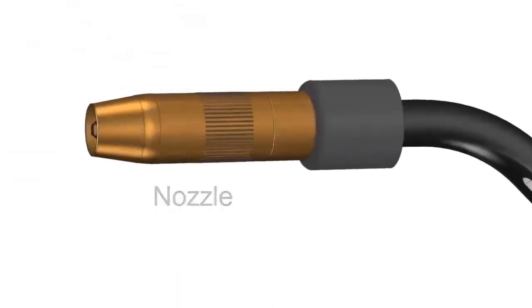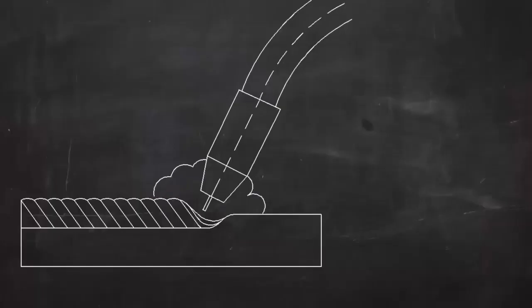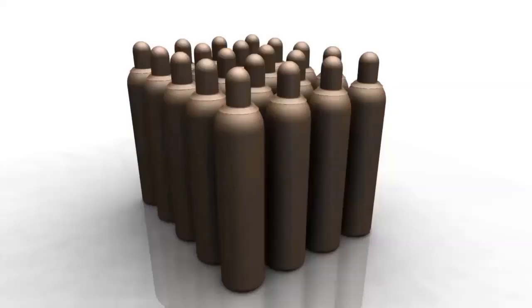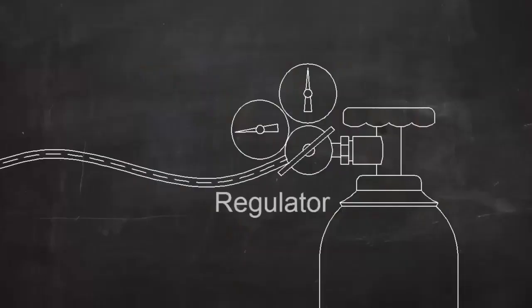This shielding gas, which is often a mix of argon and CO2, protects the molten metal from reacting with oxygen, water vapor, and other things in the atmosphere. The shielding gas is stored in high-pressure cylinders like these. The pressure is reduced to a usable level by a device called a regulator.